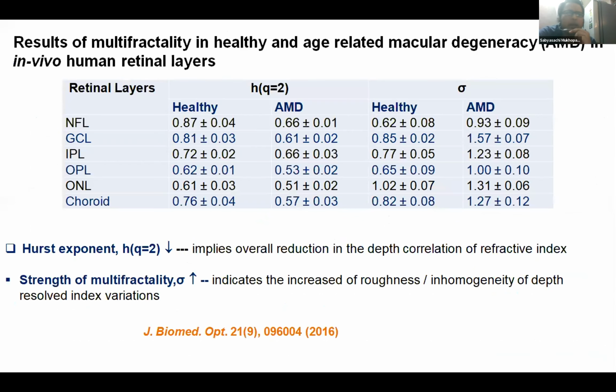If we look at, for example, healthy and AMD, AMD meaning age-related macular degeneration, and the sigma values, in each case, the NFL layer, GCL layer, IPL layer, OPL layer, ONL layer or choroid layer, in every case from healthy to AMD you can see there is a reduction of correlation. But from healthy to AMD, there is an increment of tissue surface heterogeneity, as the sigma value signifies. Even if you look at the plus minus standard deviation, there is no overlapping. In earlier cases we found overlapping, but here you can see there is no overlapping.